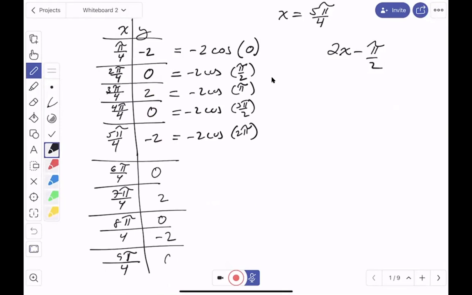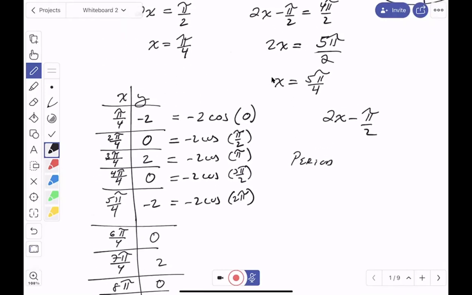Right? You keep doing this over and over again. Very simple pattern. Right? 0, 2, 0, minus 2, 0. Over and over again. Right? Let's talk about period. We'll look at the key later. What's the period going to be?